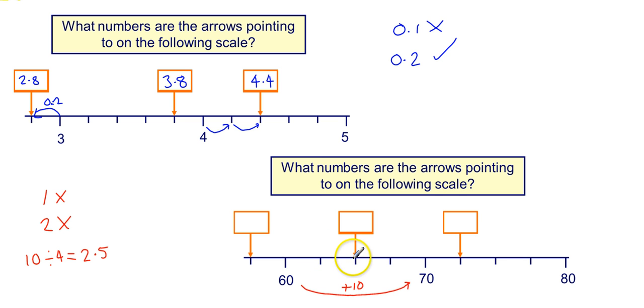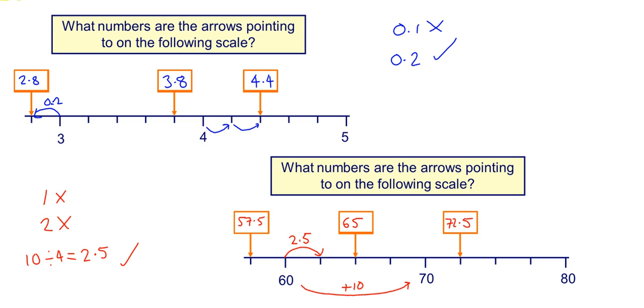62.5, 65, 67.5, 70. So that works. So each gap must be 2.5 going up. That's easy because the one in the middle is obviously 65. This one must be 72.5. And this one must be 2.5 back, so that must be 57.5. Okay, so now we've got the idea of scales. It's quite straightforward.